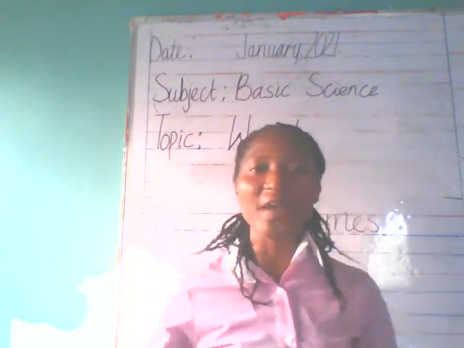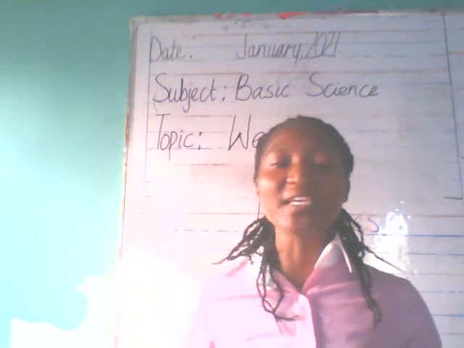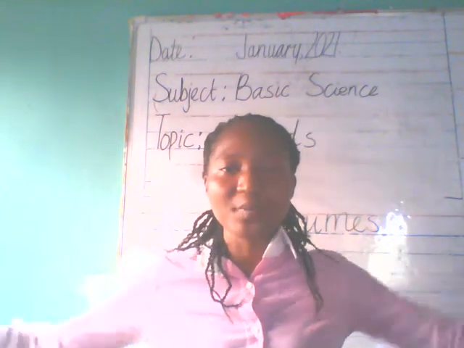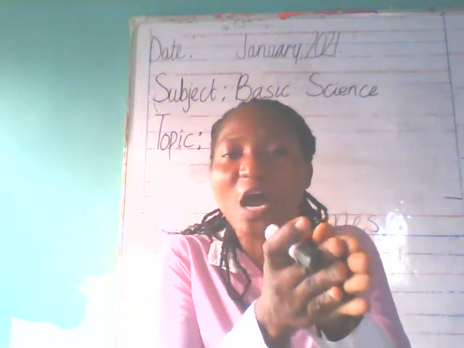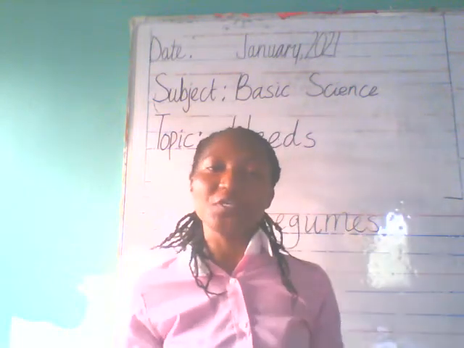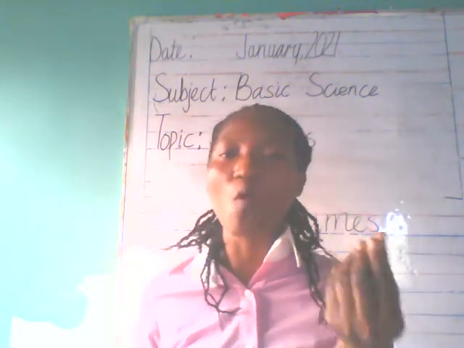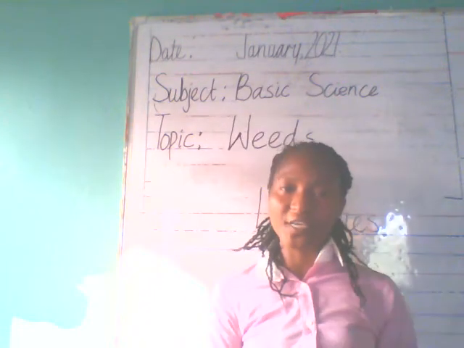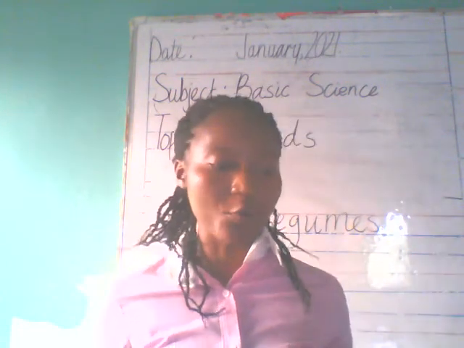Then number 5, it reduces the quality of the crops. By the time you harvest your crops, if you are expecting a big tuber of yam, you will start having a small tuber of yam. So it reduces the quality of the yam or of your crops.